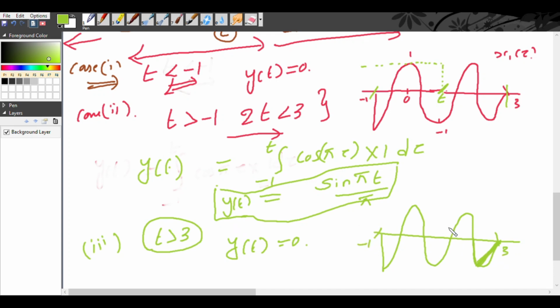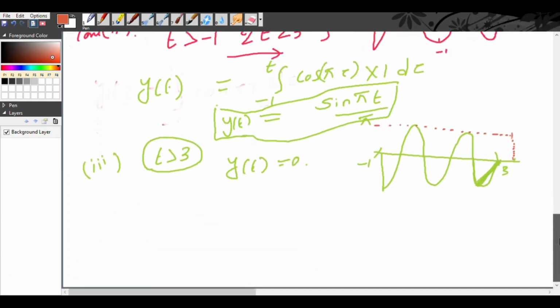What we are saying is, if the value of t is greater than 3, so that means the signal, let me choose some other color. So the second signal will be lying somewhere here, right? So what happens for this particular case? Let us see. For this particular case, y of t is equal to -1 to 3.